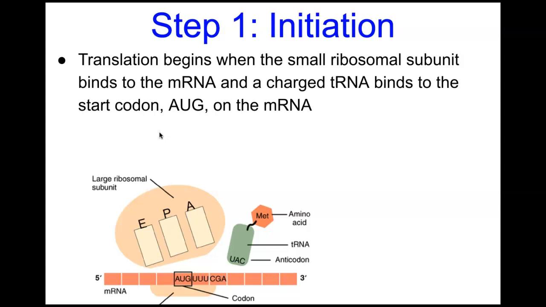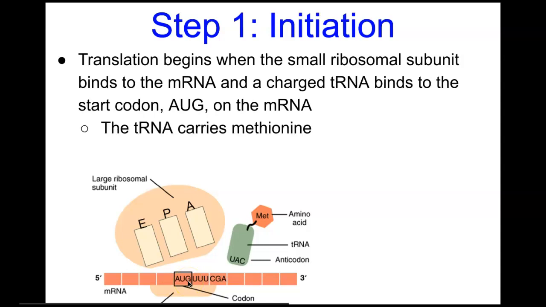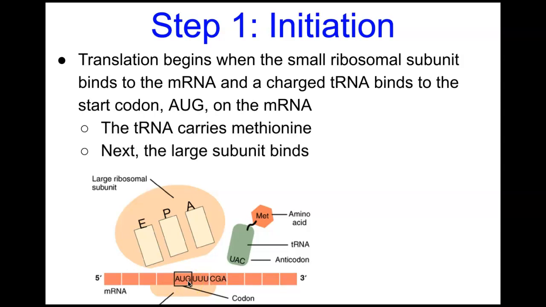Translation begins when the small ribosomal subunit binds to messenger RNA and a charged transfer RNA binds to the start codon, AUG. AUG is the codon that's going to code for the amino acid methionine. So all of your polypeptide chains are going to start with the amino acid methionine because AUG is the start codon there. The tRNA carries methionine, which is abbreviated MET.